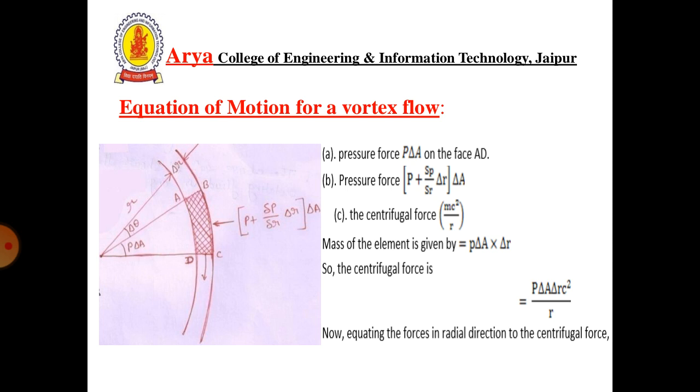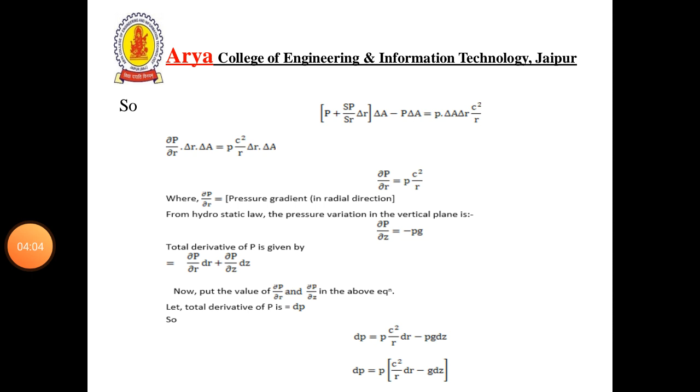Now equating the forces in the radial direction to the centrifugal force, we have P plus del P upon del R into delta R delta A minus P delta A equal to rho delta A delta R c square upon R. Simplifying, del P upon del R delta R delta A equal to rho c square upon R delta R into delta A, where del P upon del R is the pressure gradient in the radial direction.